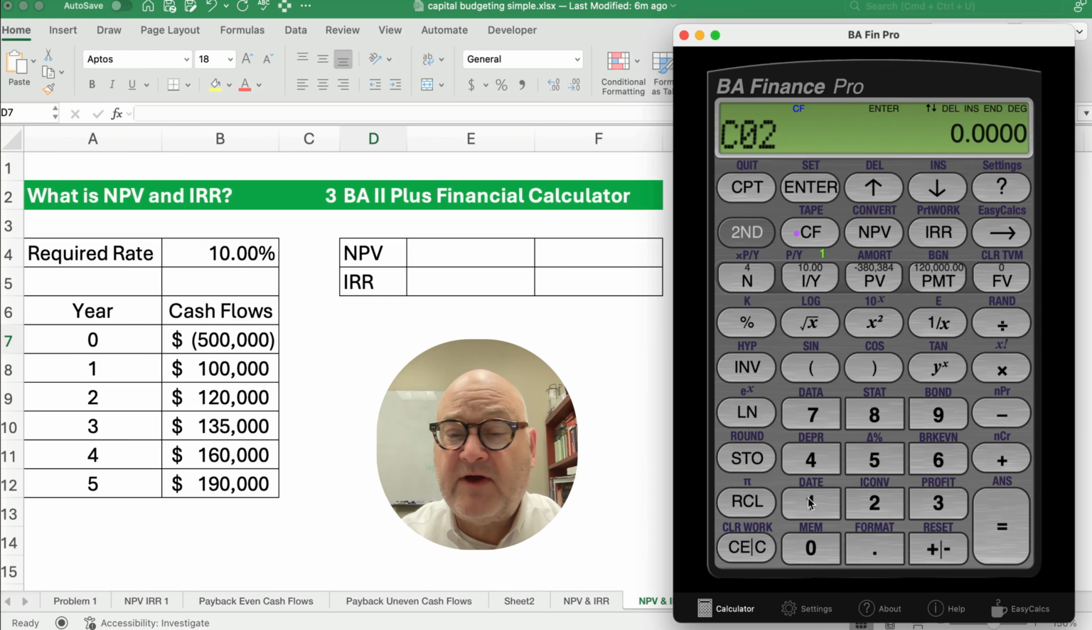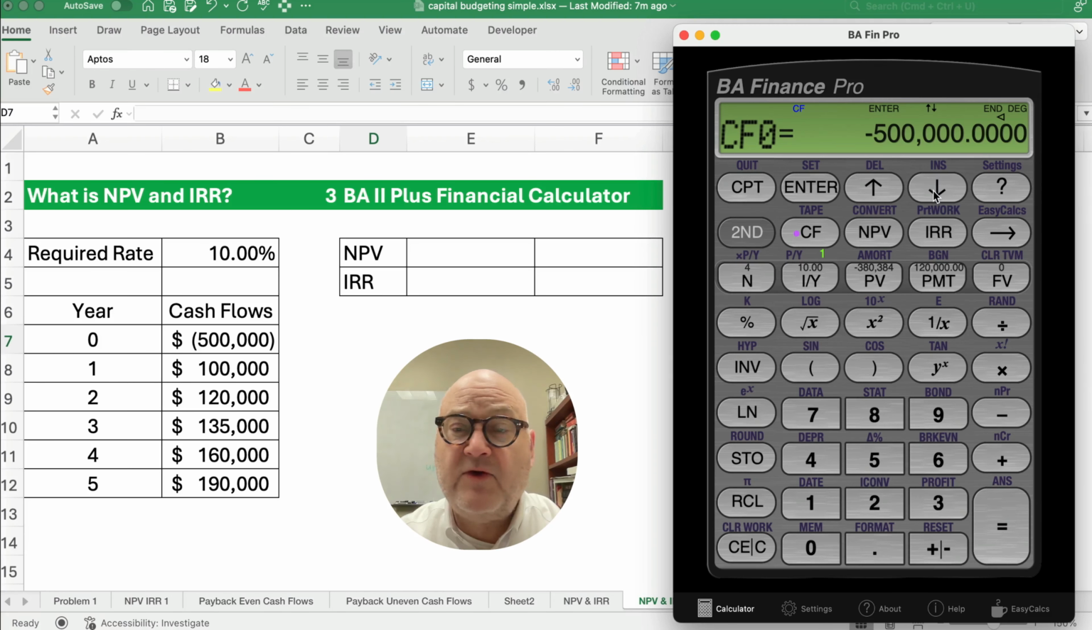So cash flow 2 is 120,000. Enter, down arrow. Frequency 2 is going to be 1. So cash flow year 3 is 135,000. Enter, down arrow, and just one time. So cash flow 4 is 160,000. Enter, down arrow, and then frequency is 1, and then cash flow 5 is 190,000. Enter, down arrow, frequency 1. Okay, now there's going to be nothing in cash flow 6 or frequency 6.